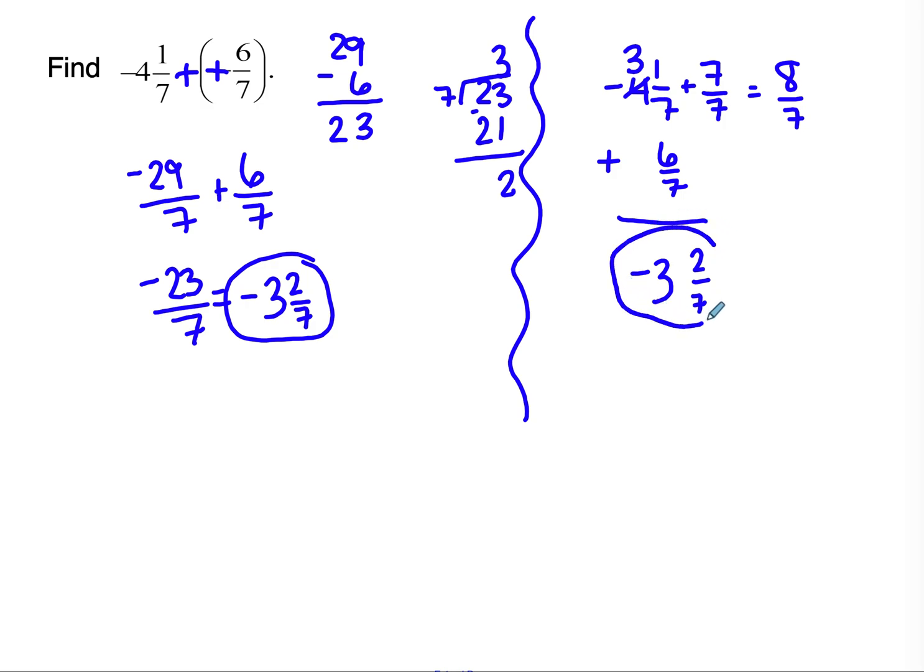I personally like keeping mixed numbers. To me, this looks like less work than over here. But a lot of people prefer just to change your mixed numbers into improper fractions, and that's totally fine to do as well. So either way is fine. You just need to make sure you're showing your work for whatever you do. All right, let's take a look at our next one.